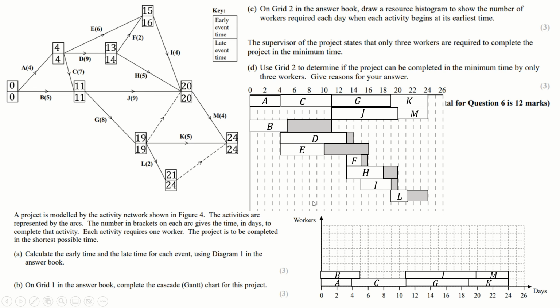D can start at hour 4, so I'll put one worker there at hour 4, and then we can fall into this, and the second worker can do it instead. But that's only 1 plus 5. Sorry, 6, isn't it? 1 plus 6 is 7, so there's still 2 hours left of D to do, because D takes 9 hours, so we'll put those there.